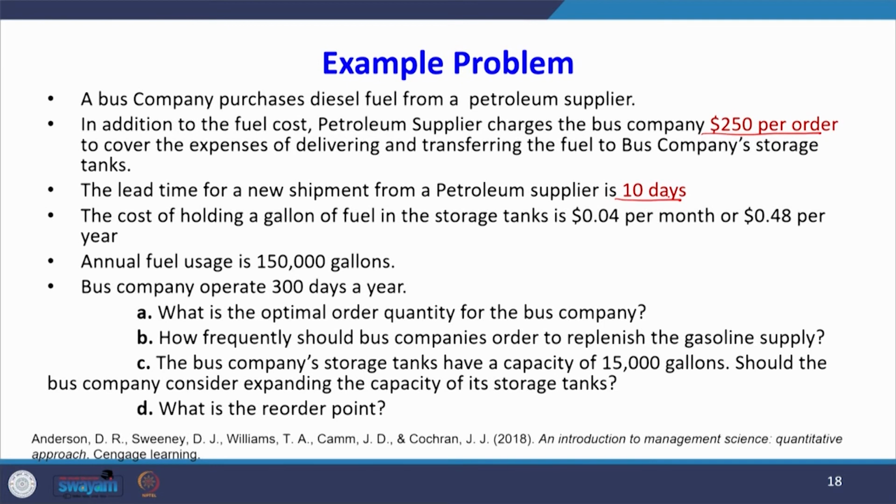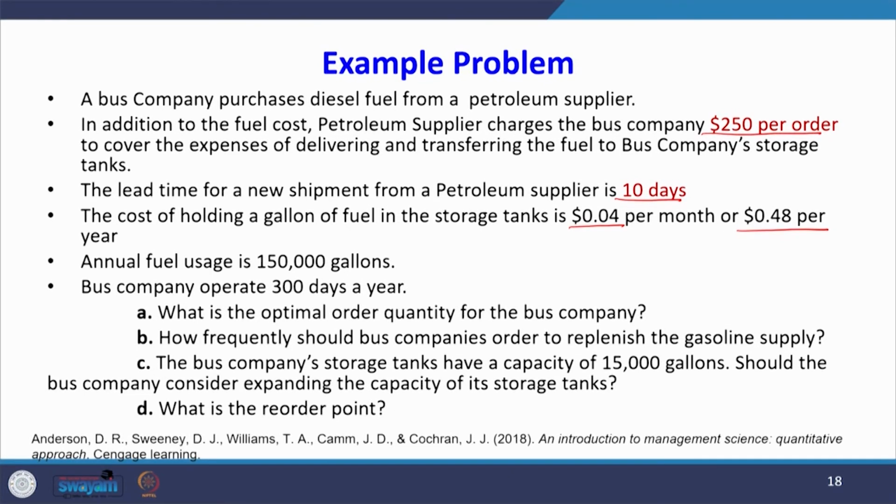Lead time is 10 days. The cost of holding a gallon of fuel in the storage tank is $0.04 per month. When you multiply by 12, it is $0.48 per year. The annual fuel usage is 150,000 gallons. Annual demand is this much, but the company operates 300 days a year.